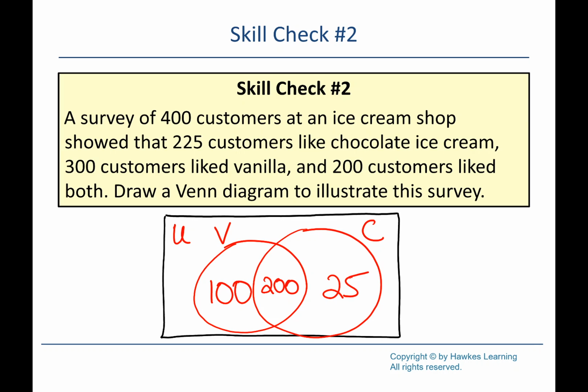And then outside of both of these, ice cream haters. Okay. So I don't know why they're at an ice cream place. I guess they're eating some other flavor. They don't like the classics. Okay. So we got total 400. So 400 minus 100 is 300. Minus 200 is 100. Minus 25 leaves us 75 out here.